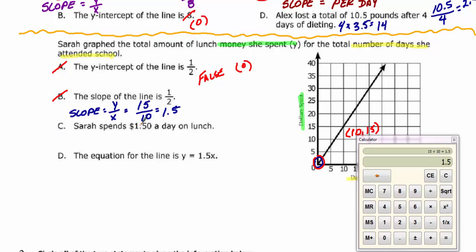Sarah spends $1.50 a day on lunch. Well, there's our slope right there. You betcha. All right. Remember, the slope equals per day, in this case, per day attended. And finally, the equation of the line, yes, that's true also. Remember, the equation of the line is always y. Oops, having some pen issues here. There we go. Y is equal to the slope times x. So 1.5 times x.